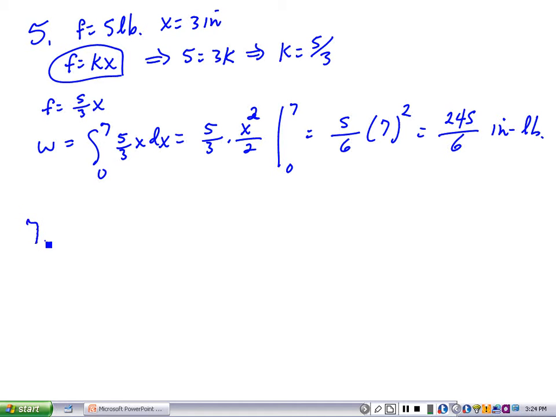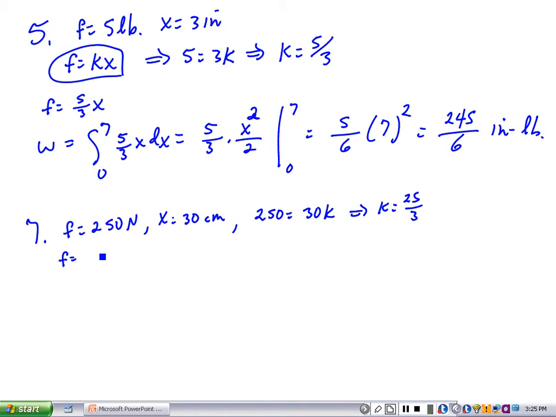Number 7, a force of 250 newtons stretches a spring 30 centimeters. So x is equal to 30 centimeters. How much work is done in stretching the spring from 20 centimeters to 50 centimeters? So here we look at Hooke's law, and in that we have 250 is equal to 30 times k. This implies that k is equal to 25/3.